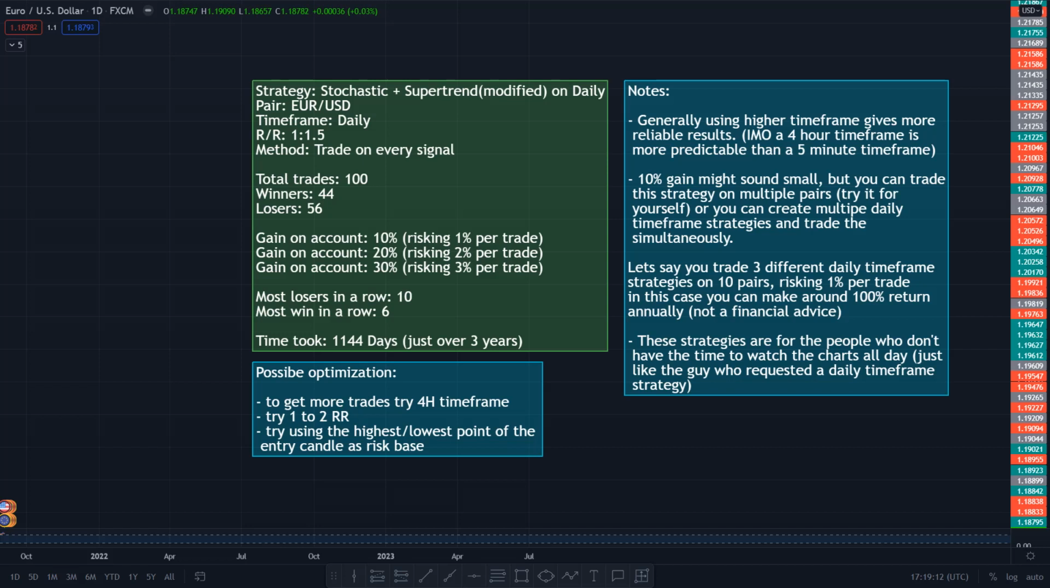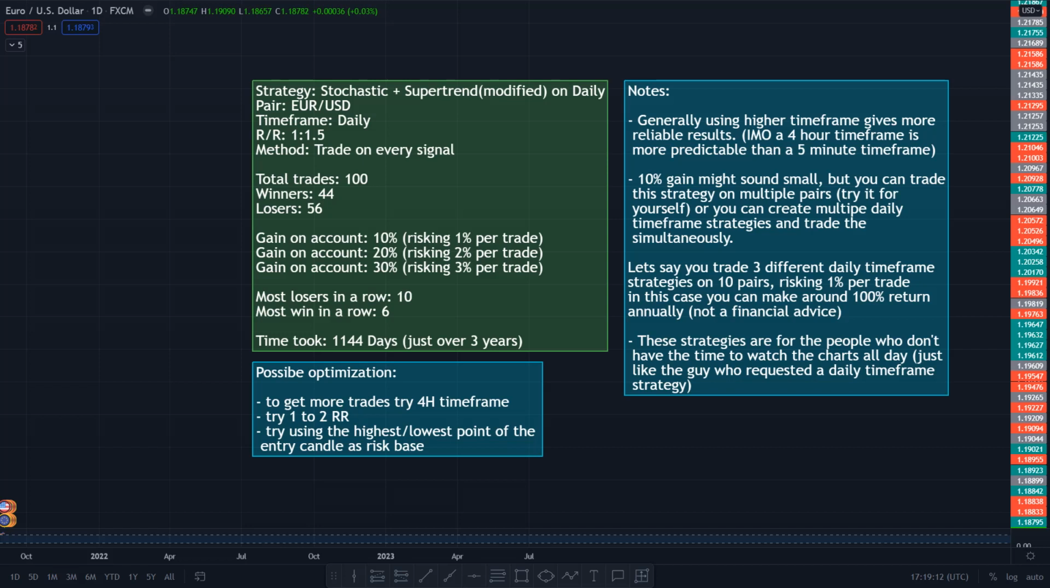The time to complete the 100 trades was just over 3 years, which is actually very low for a daily time frame strategy. Of course, the profits can be increased by increasing your risk per trade, but I wouldn't recommend using more than 3% per trade. You can also trade multiple pairs using more daily time frame trading strategies. This way, you can potentially realize around 50 to 100% return per year, but I am not a financial advisor.